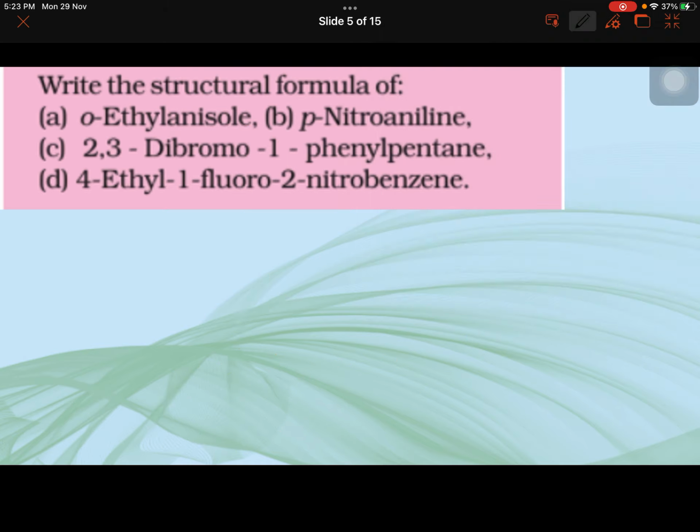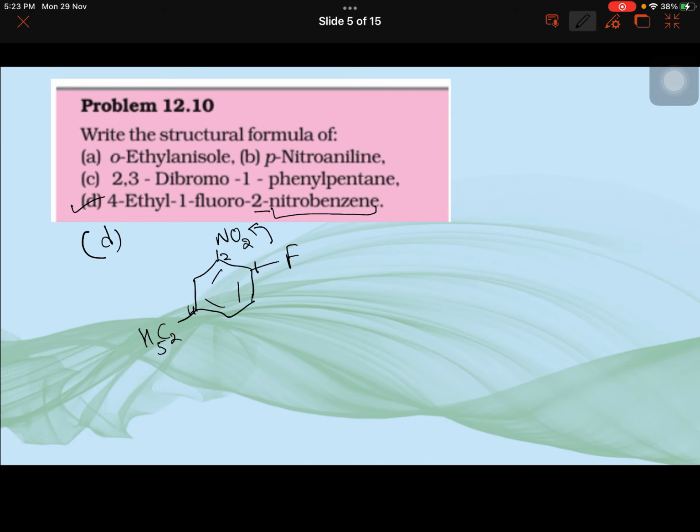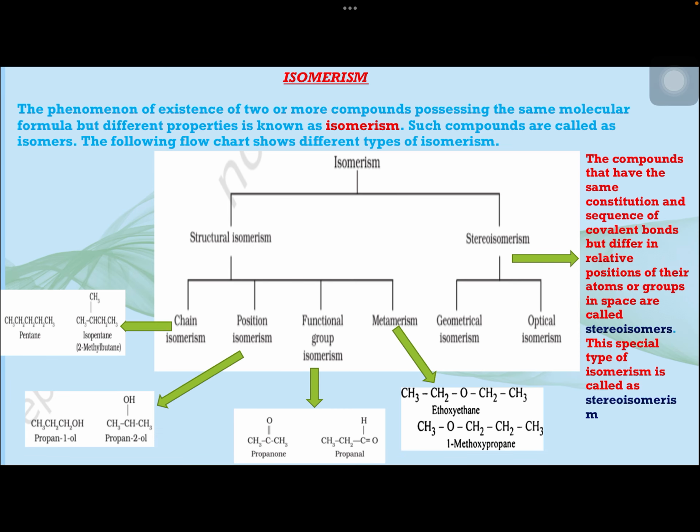Now the last, D part. 4-ethyl-1-fluoro-2-nitrobenzene. The parent compound is benzene with the nitro group. Nitro is at 2, so I will number it 2. Then on either side there will be 1 adjacent to it. On 1 you have to put fluoro. And 1, 2, 3, 4. This must be 4 if I am coming like this. So here I have to put ethyl. So it is very easy to draw the structures from the name if you understand the basic rules, how names are given.